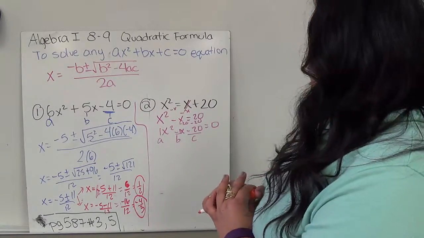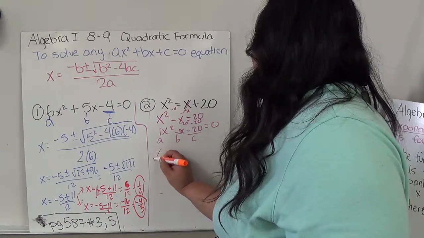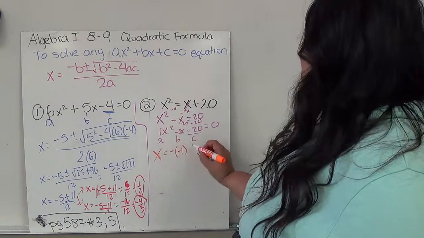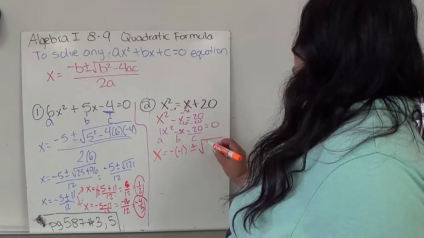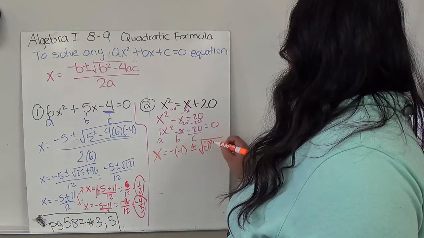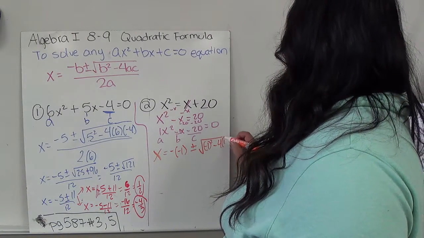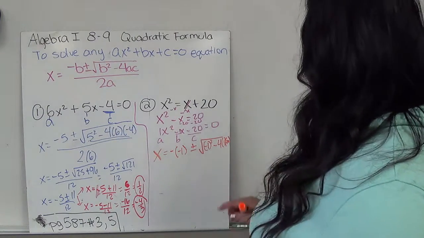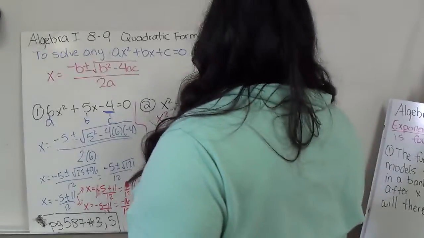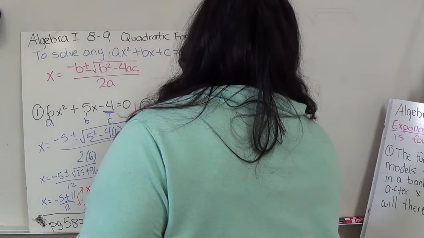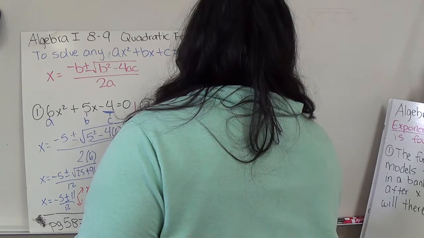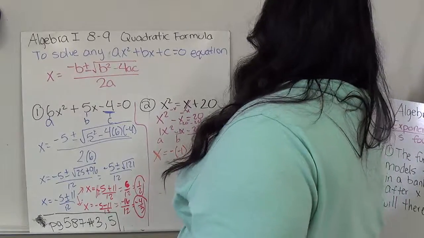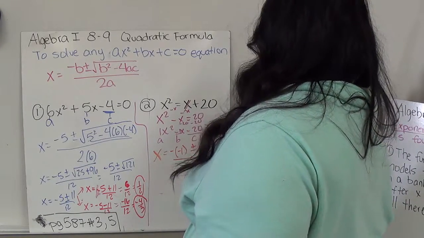So let's try it. x equals negative b, so negative negative 1, which makes a positive, plus or minus the square root of negative 1 squared, minus 4 times 1 times c, which is negative 20, all over 2 times a, which is 1.